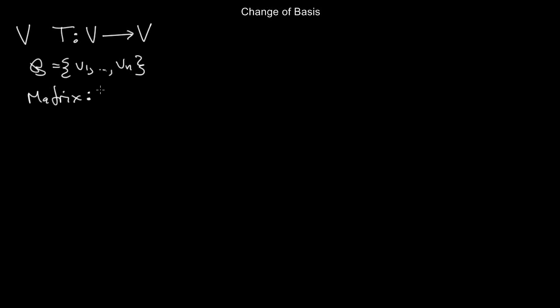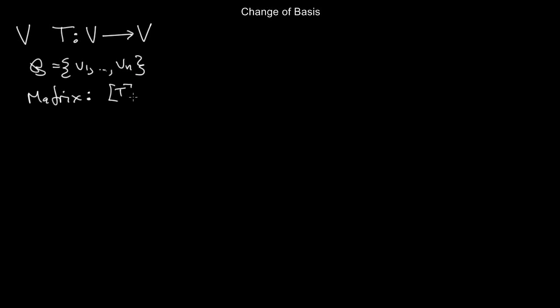Welcome. This is going to be a brief video on change of basis matrices. So let me recall the setting. You have a linear transformation T from a vector space to itself. And if you have a basis of the vector space, you can write down the matrix of the linear transformation with respect to that basis.